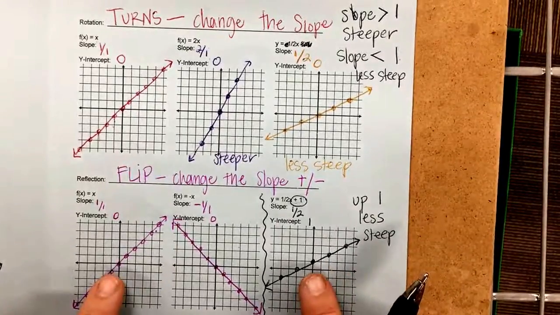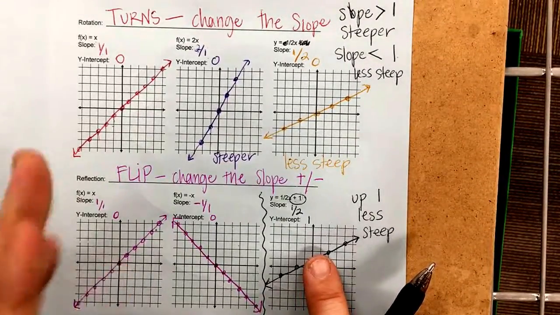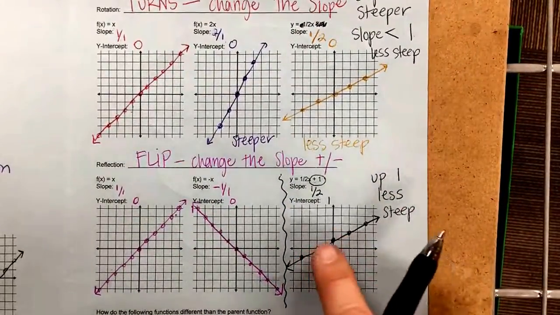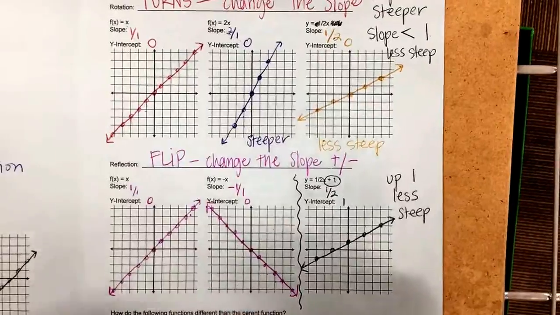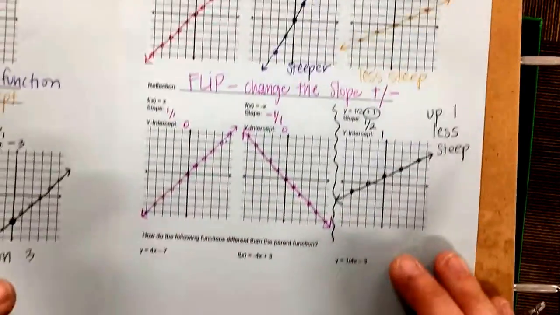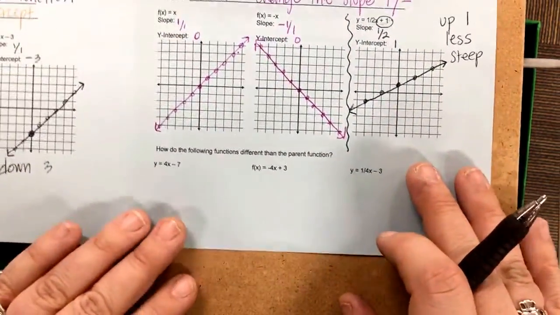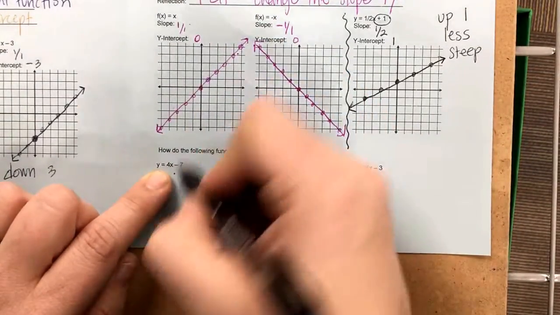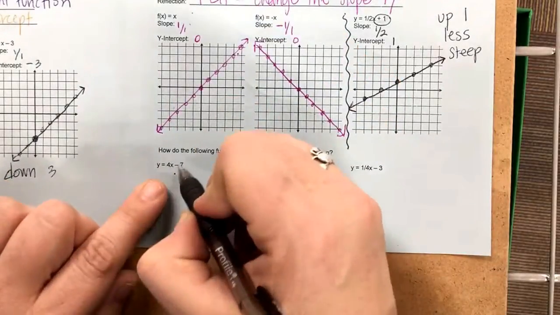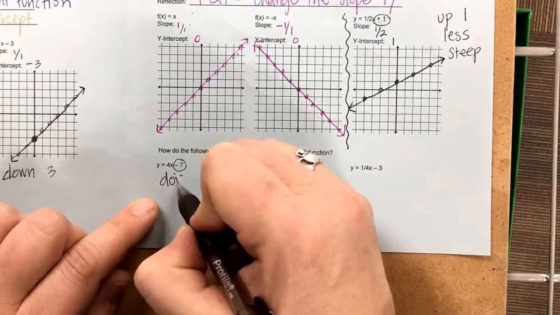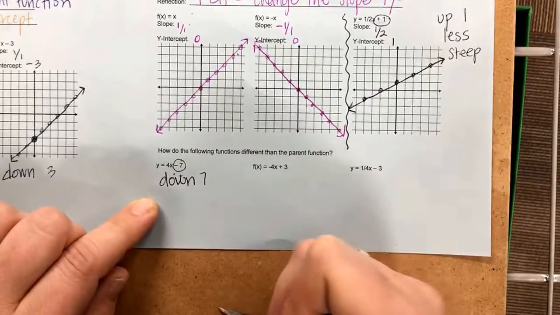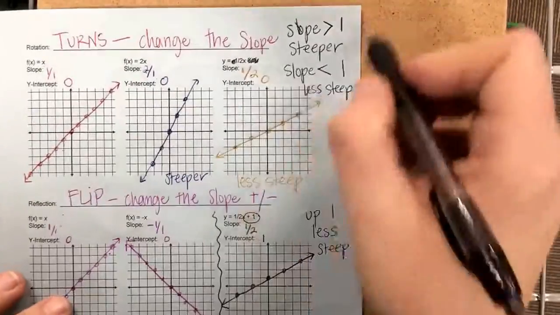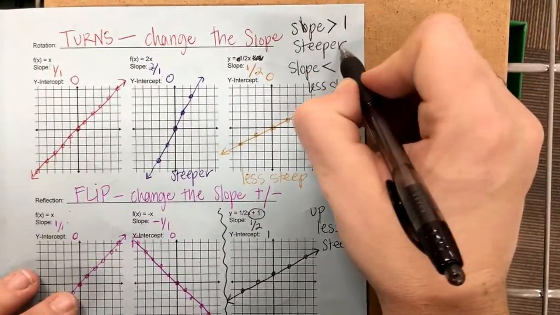So if I look, it translated up 1, and it rotated down. It's less steep. This would be an easier hill to run up than this one because it's not as steep. All right, so let's talk about how these are different from the parent function. So what happens from here to here? What are the changes from the parent function to this one? Well, I know that it's going to go down 7. And what else is going to happen? My slope is 4, which is greater than 1, so it's going to get steeper.